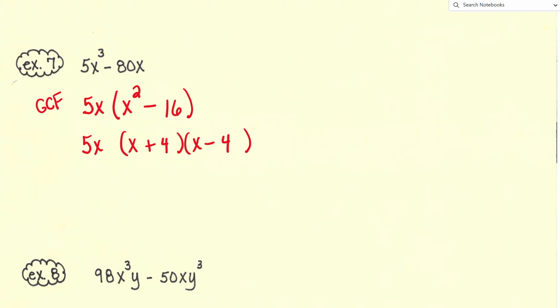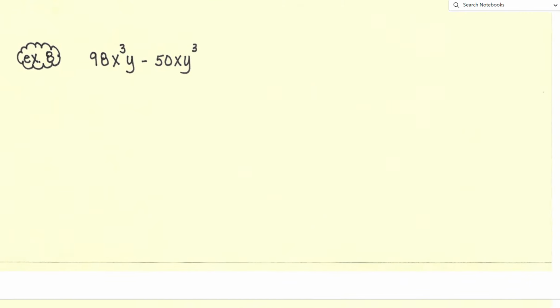Okay, let's look at example 8. Looking at example 8, it surely does not look like a difference of 2 squares. But if I take out the greatest common factor, there's a possibility that I might have that. So taking out the greatest common factor, as far as the numbers are concerned, 2 is the only thing they have in common. I see that they both have x's, and x to the first is what they have in common. And they both have at least a y in common. So take out your greatest common factor.